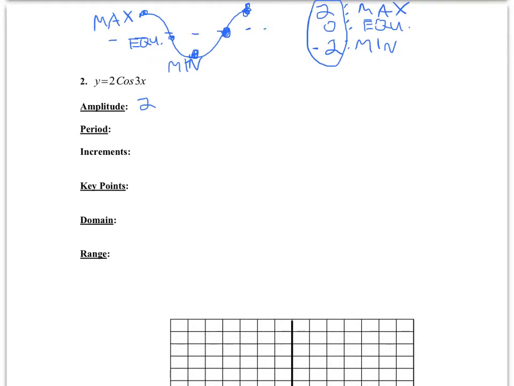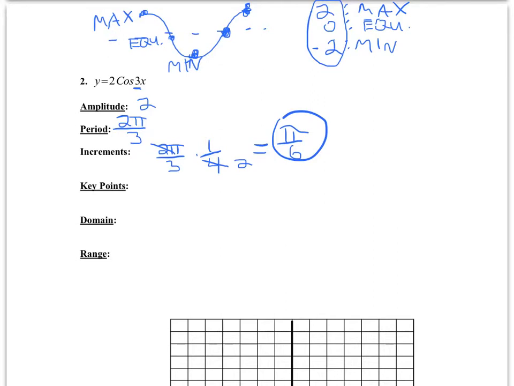Okay, the period, this is going to get a little ugly here. Period is 2 pi over b. B in this case is this 3. So that's just 2 pi over 3. The increments, we take the period and we divide it by 4. If you divide it by 4, that's the same as multiplying it by 1/4. So this 2 will go away, it'll change this 4 to 2. So the increments reduce to pi over 6. It's going to get a little ugly with the fractions here.